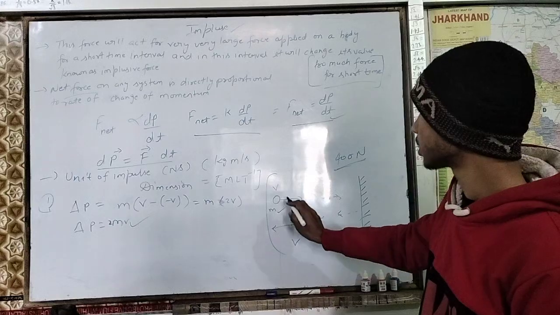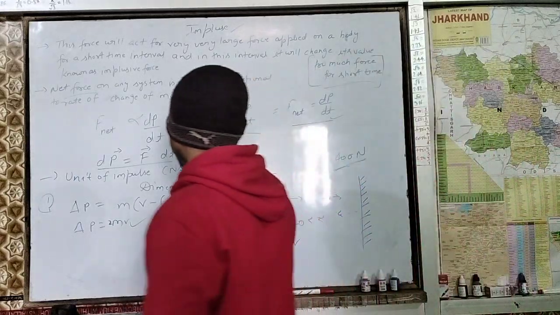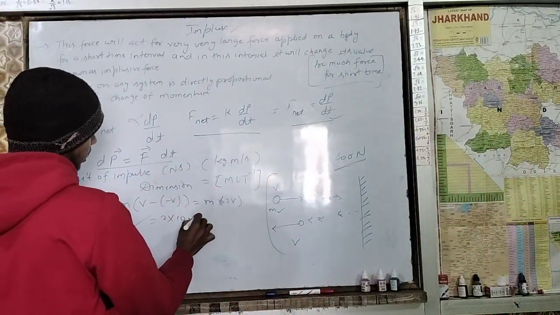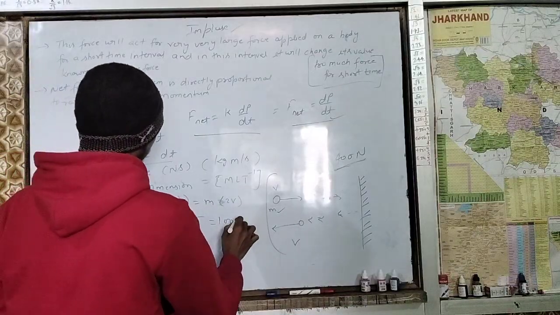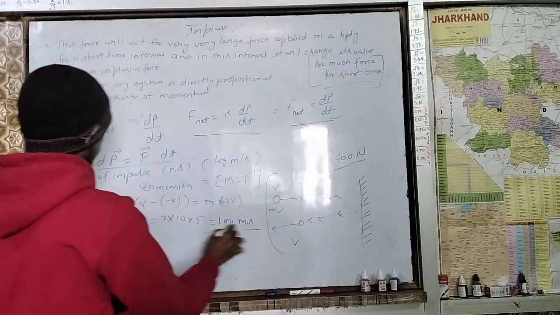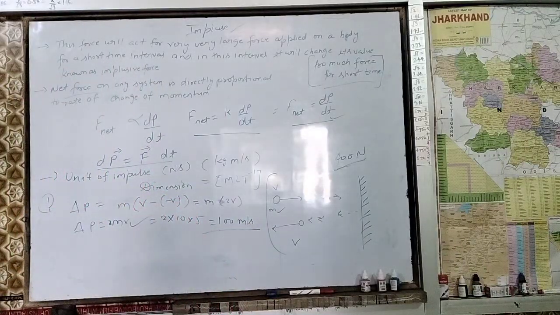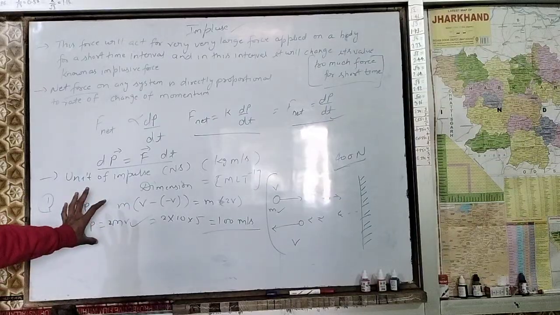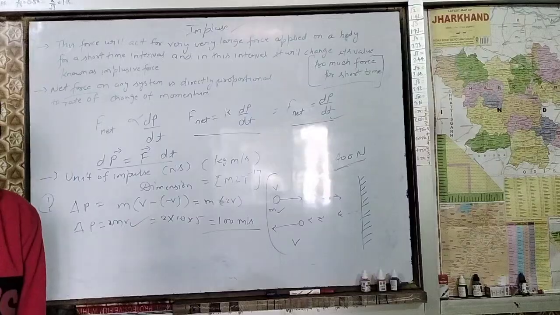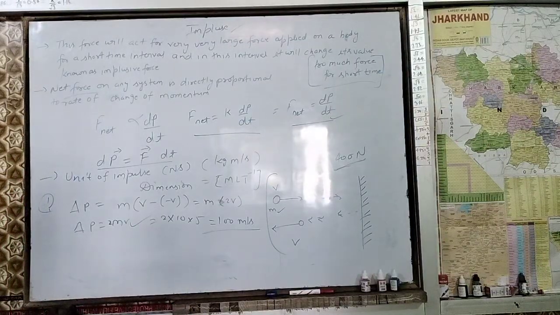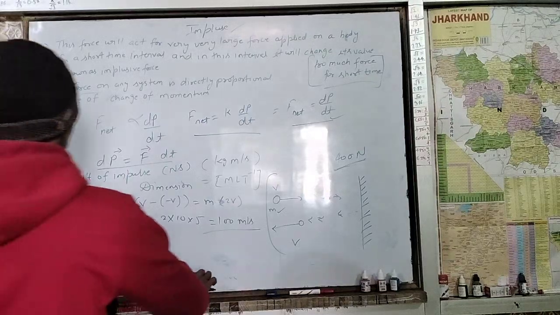If you know the mass, let's say the mass is 10, and the velocity is 5, then you will get 100 meter per second. This will be your change in momentum. This was the total change, 100 meter per second. Now let's take the next point.